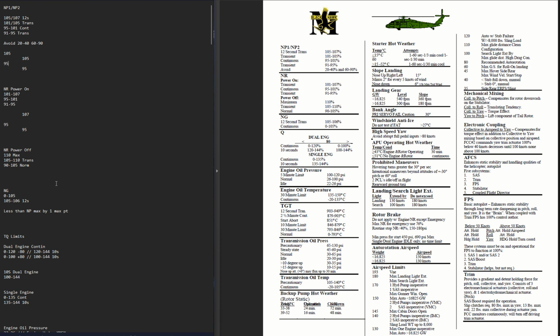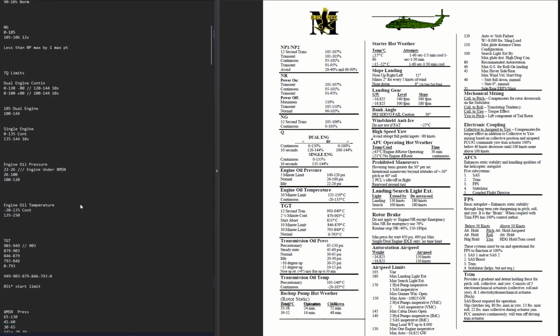All right, NG, we have a 12-second transient at 105 to 106 and a continuous range that just runs all the way from 0 to 105. So that one's a little bit easier to remember just because it's just one less than your NP and your NR for power on. So 106 is your top end on that, and then 105 is the low end of the range for your 12-second transient.